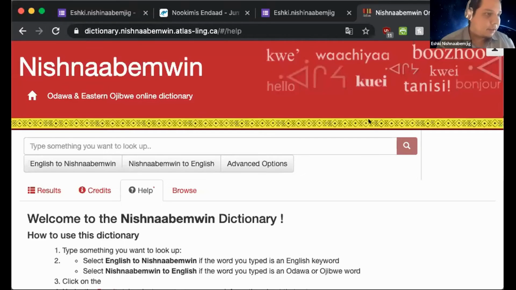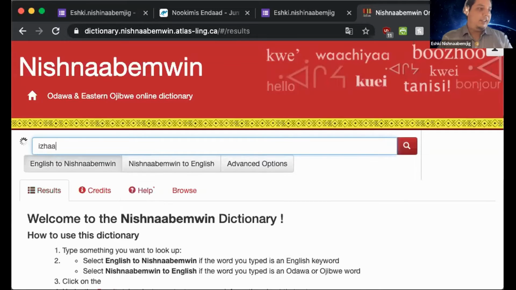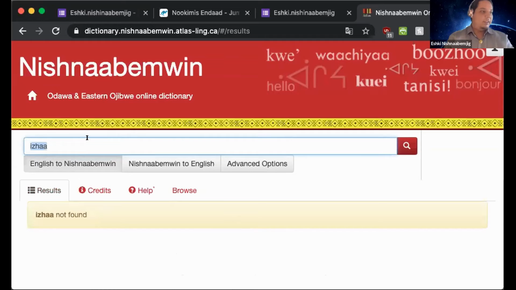So, how do you do it when a speaker is not around, or when the teacher is not around? Some of you know this dictionary. Let's type the word Ezhi in there. Oops, I need to switch it because it's set on English. Search, search, search.